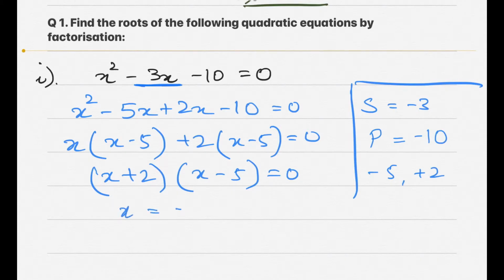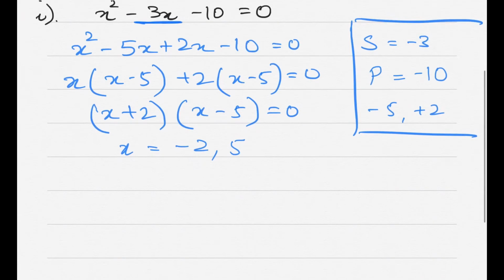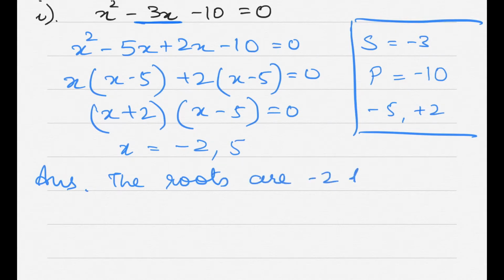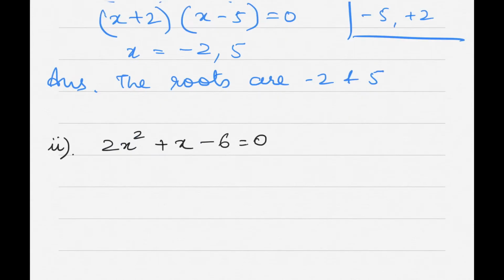So x is equal to either -2 or it is equal to 5. So these are both the solutions. A quadratic equation can have two solutions, right? So the roots, they had asked to find the roots, so therefore I can say in my answer the roots are -2 and 5, correct?